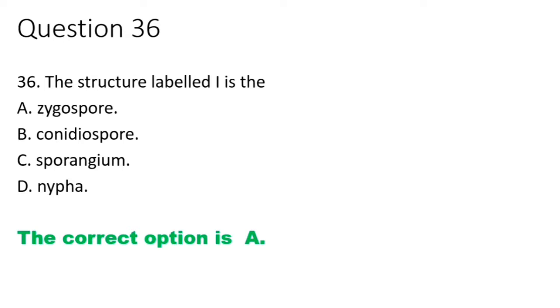Conidia are asexual structures in fungi. Sporangium cannot be, it is an asexual reproductive organ. But this one is sexual. So the correct option is zygospore.